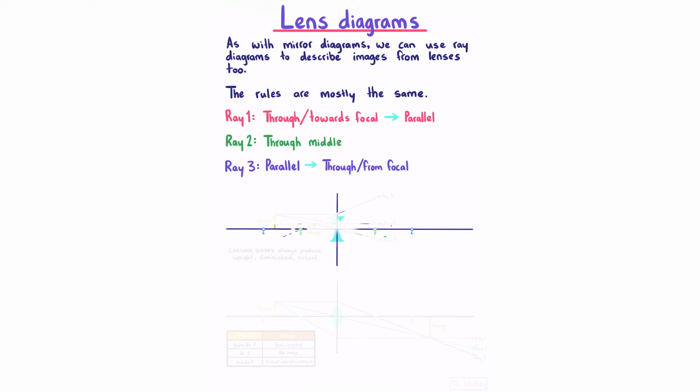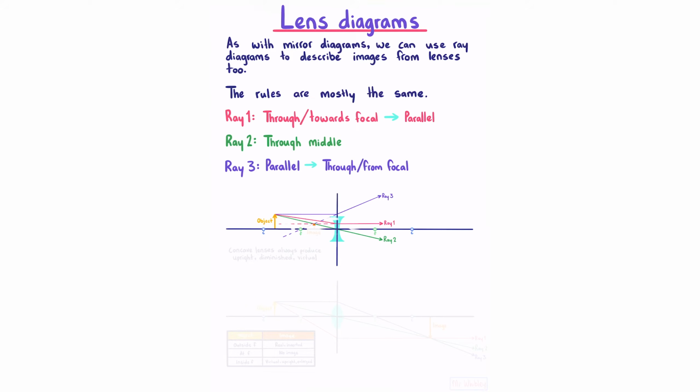For a concave lens, our ray 1 goes towards the focal, specifically our focal over here, and then refracts parallel. Ray 2 goes straight through the middle, and ray 3 goes parallel and then refracts from the focal, specifically this focal here. Now, if you get confused as to what focal you should be using, an easy way to check is by considering the type of lens. Because this is a concave lens, our rays should be diverging. So our 3 rays here should be spreading apart. If they're not, then you've probably chosen the wrong focal somewhere.